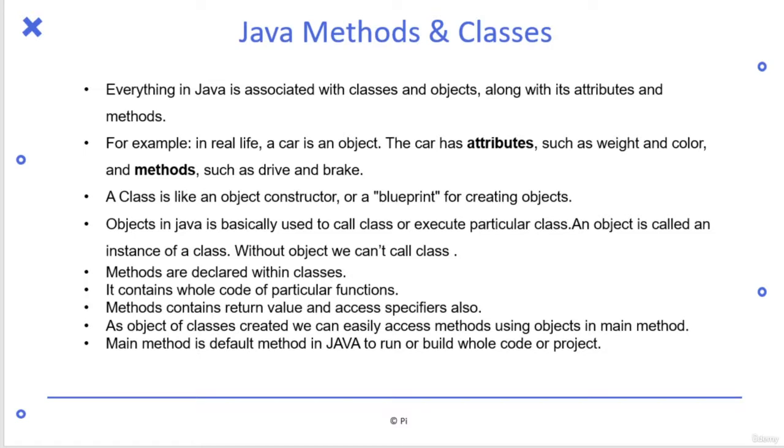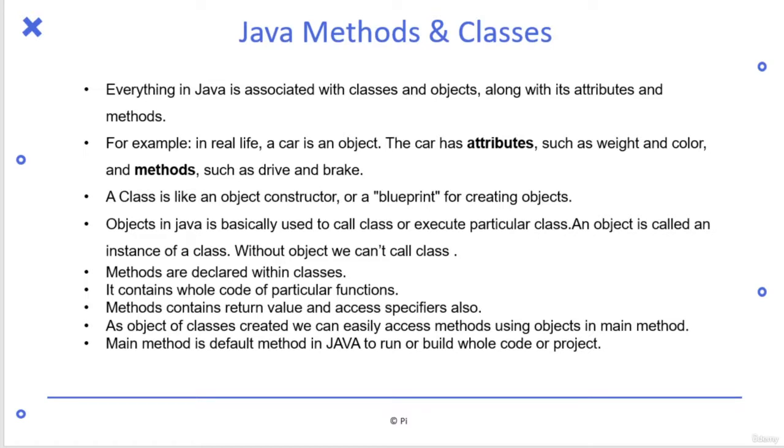Methods are declared within the classes. A method contains the whole code of a particular function. Methods contain return values and access specifiers also. So basically methods are the logical block of classes. A method contains all the logic of the whole process. Once an object of a class is created, we can easily use the methods with the object, like object.method, etc. in Java, and you can use those objects, classes and methods.